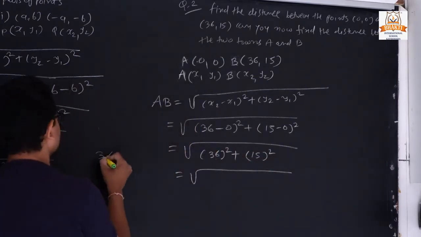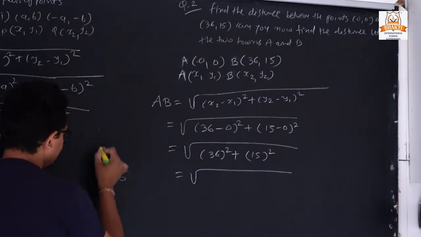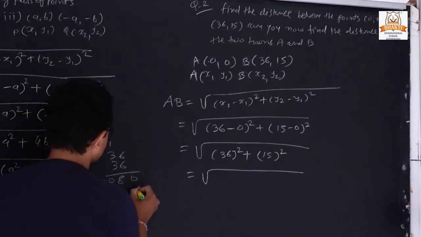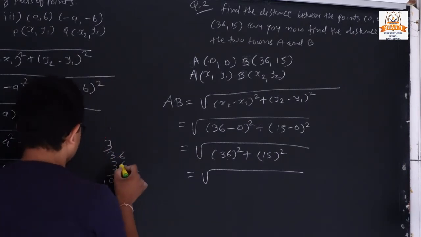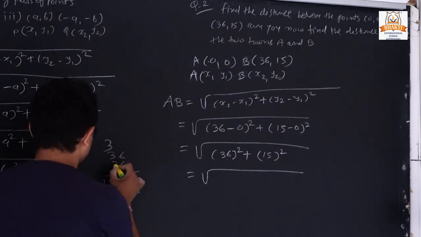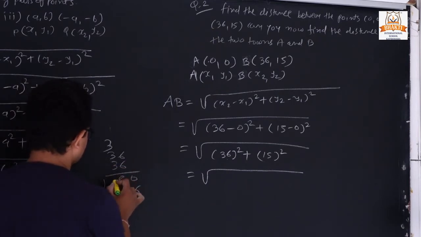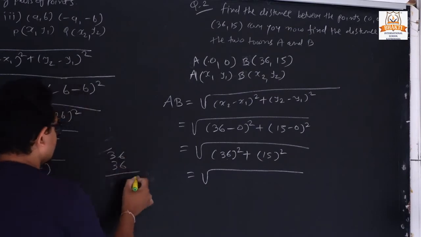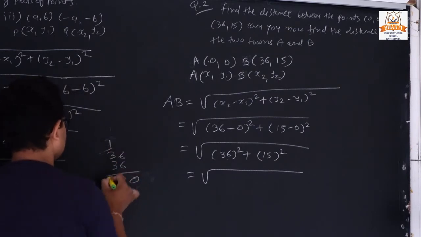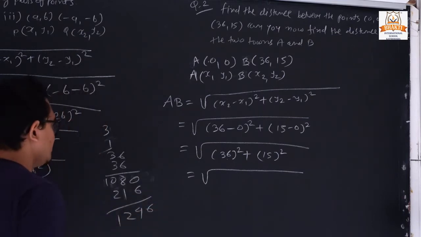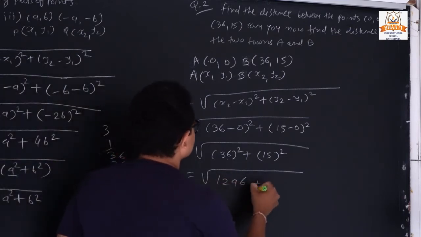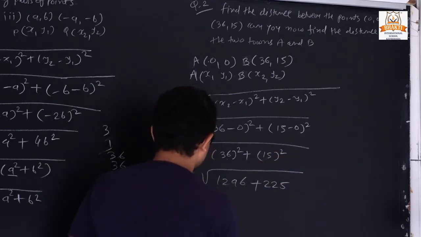So 36 into 36. 6 3s are 18, 3 3s are 9, 0. 6 6s are 36, 3 carry. 6 3s are 18 plus 3, so 21. Once again we can check: 3 3s are 9 plus 3, so it will be 12. 6 9s are 54... So what is its answer? 1296, and 15 square will be 225.